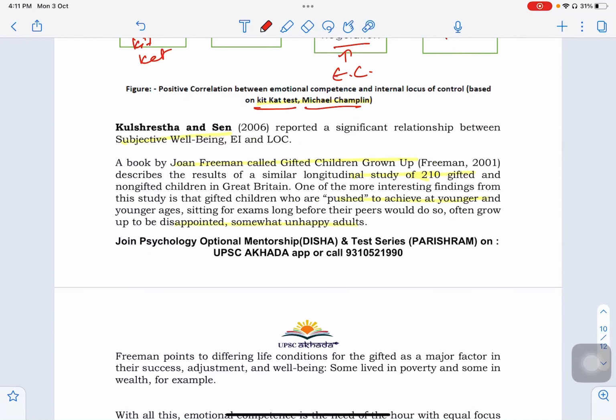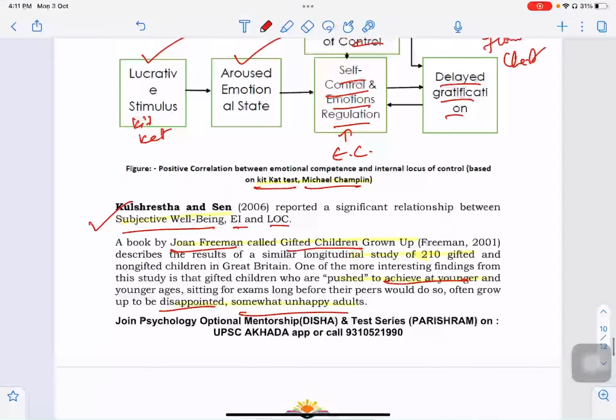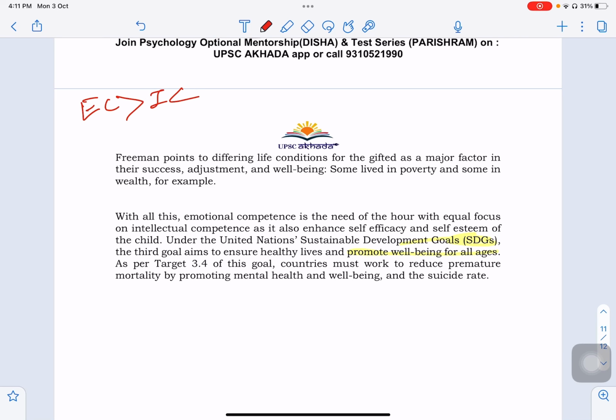And there's an Indian researcher, Vipul Chetra and Sen, who said that there's a significant relationship between EC, EI, and subjective well-being, so it also increases subjective well-being. There was another psychologist, John Freeman. It tells of gifted children who were pushed in youth to achieve more and be more successful professionally. Later we found out that they are more disappointed and somewhat unhappy adults. So these are the different reasons why EC is more important than intellectual competency.